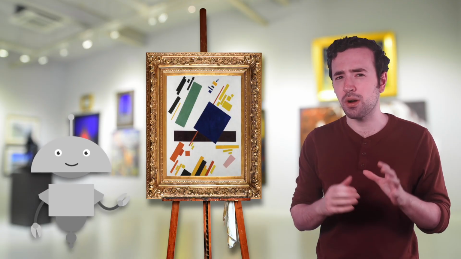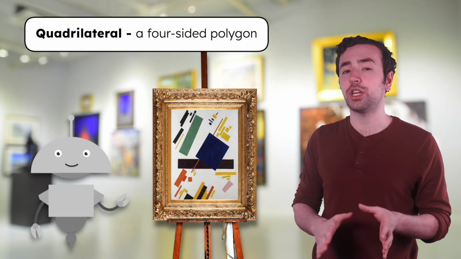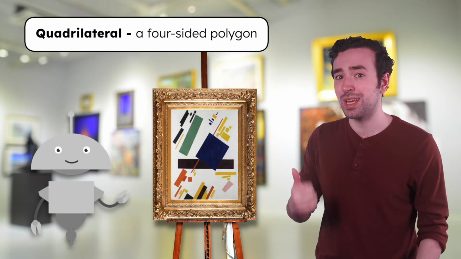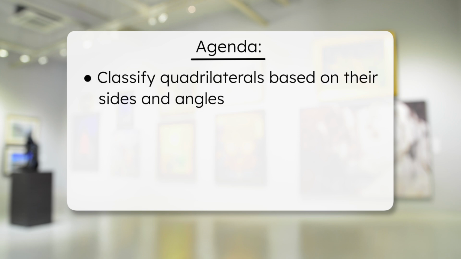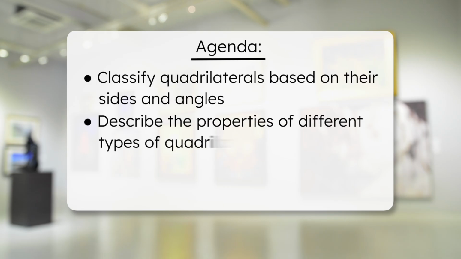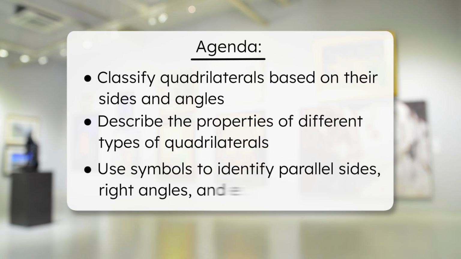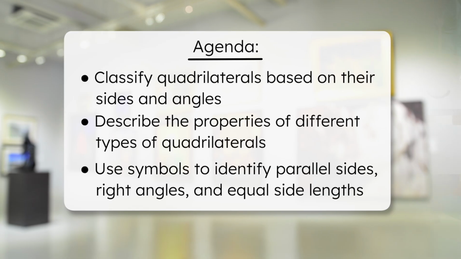I'm noticing that there are a lot of four-sided shapes, or quadrilaterals, in this painting, but they aren't all the same. By the end of today's lesson, you'll be able to classify quadrilaterals based on their sides and angles, and describe the properties of different types of quadrilaterals. You'll be able to use symbols to identify parallel sides, right angles, and equal side lengths. Have your guided notes ready, and let's explore the math behind the masterpiece.